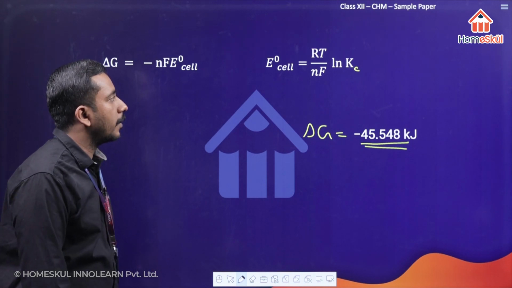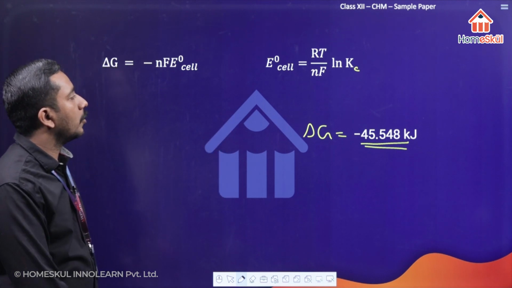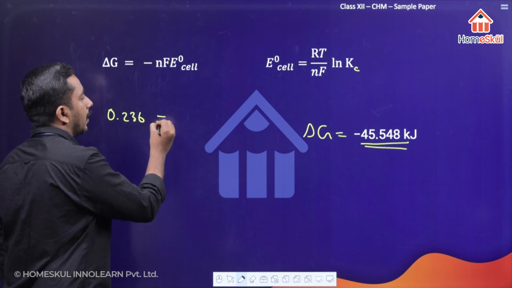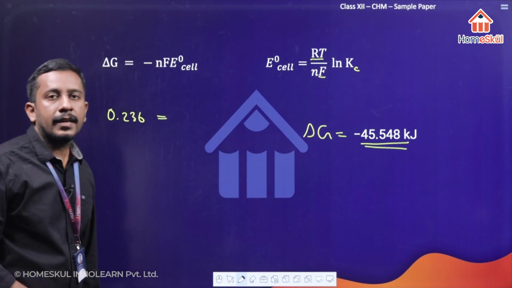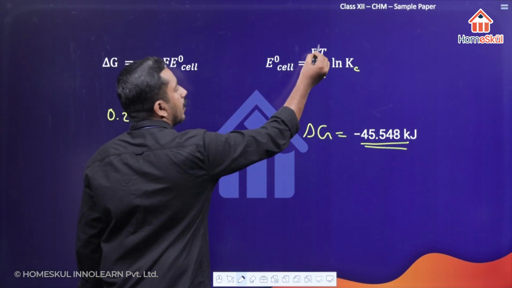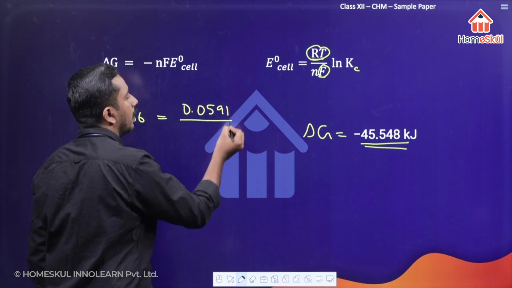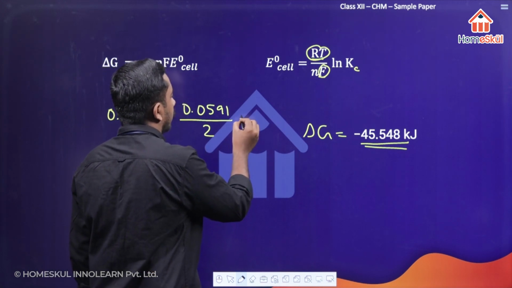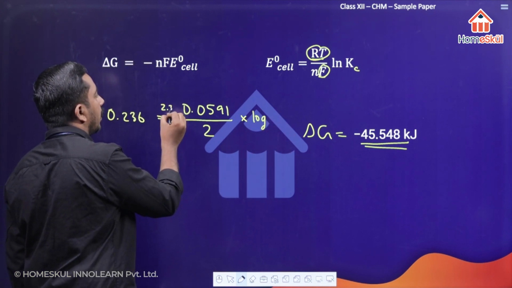Secondly, we have been asked to find the value of the equilibrium constant Kc. For that we can use the second equation. We already know the value of E0 cell, that is given as 0.236, and the value of RT divided by F can be written as 0.059, which is the simplified value of RT divided by F. So instead of RT divided by F, we can write 0.0591 divided by the value of n, which is 2, and if you want to convert it into base 10 logarithm, we multiply it with 2.303.